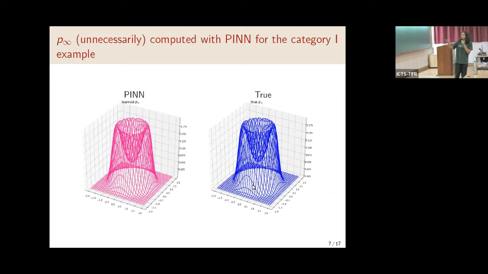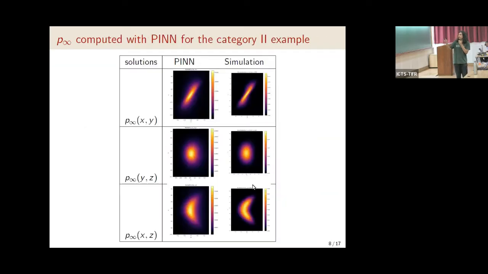In that case we didn't need to compute P∞ because we knew what it was. But this is another case, category 2, where we actually don't know P∞. You can see that the PINN solutions are quite similar to the solutions we get by simulation. This is a 3D-in-space equation, and the solutions have been integrated over one dimension for easy visualization. So PINNs work quite well for computing P∞.